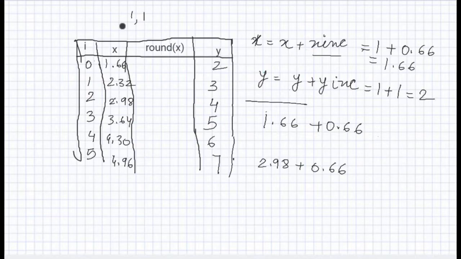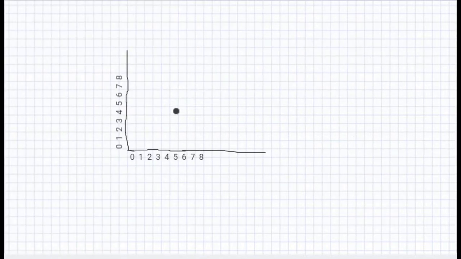We have to plot the pixels, so we need whole integer values for plotting the pixel. So we have to round off to the nearest integer. So 1.66 will become 2, 2.32 will also become 2, 2.98 will become 3, 3.64 will become 4, 4.30 will become 4, 4.96 will become 5. And this, you can see, is the last point that we have to plot. In this way we have calculated all the points x and y, all the pixel positions through which we can draw a line. So let's see how to draw this line.